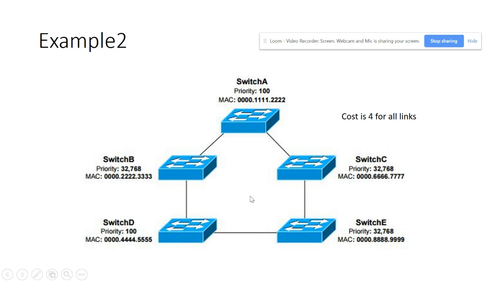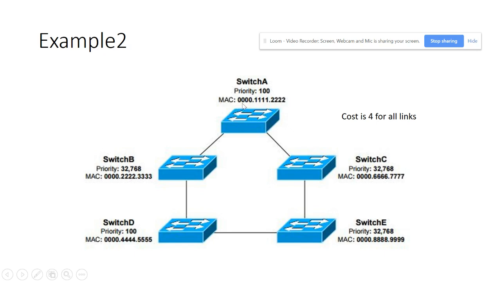The first step is to find the root bridge, and the switch with the lowest bridge ID becomes the root bridge. If you compare these bridge IDs, you see that switch B, switch C, and switch E have a higher priority number than switch A and switch D. So either switch A or switch D will be the root bridge. If you compare these two switches, they have the same priority number, so next we compare the MAC address, or the right part of the bridge ID.